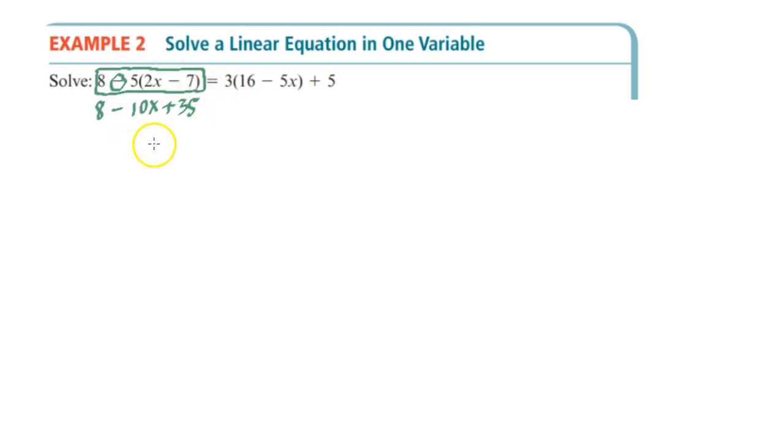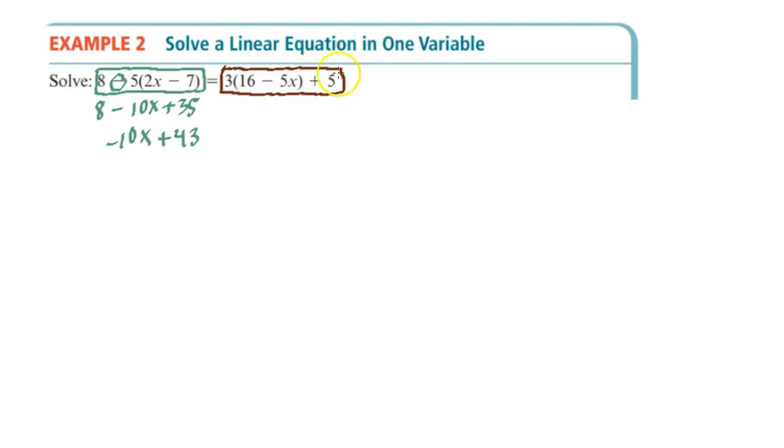And we're not done simplifying. Again, simplify completely. So we have like terms, 8 and positive 35. So the constants we can combine. And we get negative 10x. And 35 plus 8 is 43. So plus 43.